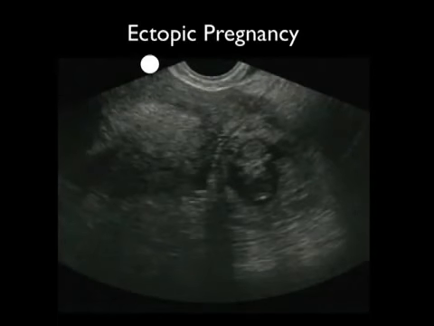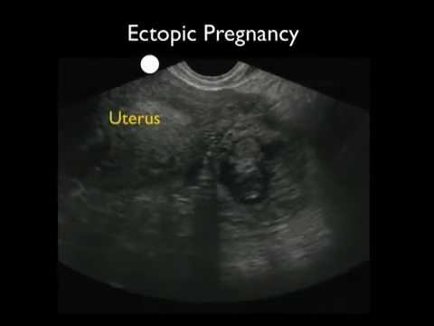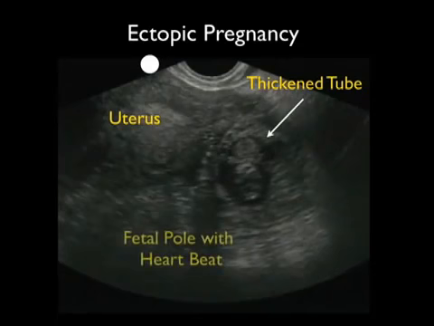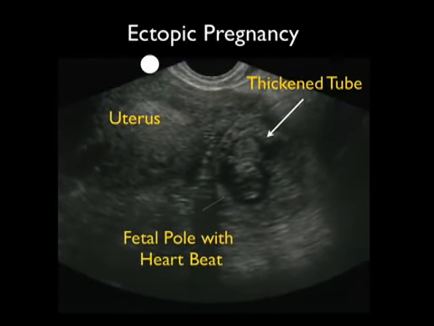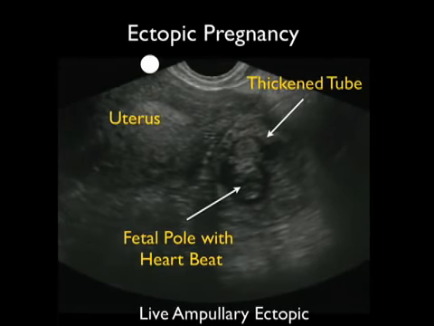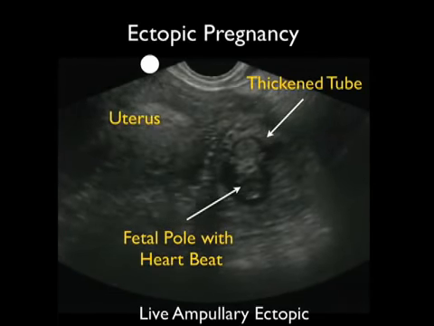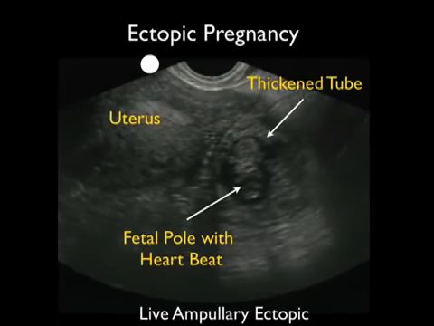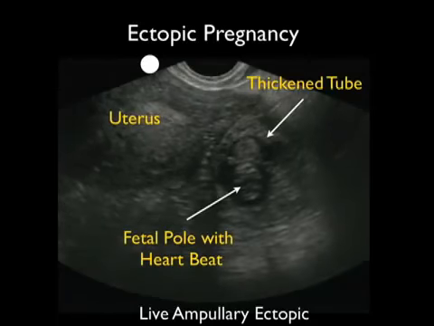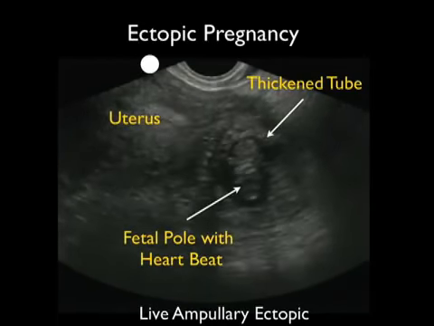Here's another presentation of an ectopic pregnancy. Again, we're scanning in a short axis plane, and we see here the uterus to the left, and outside the uterus, a separate structure. We note here the presence of a thickened fallopian tube, and inside the thickened fallopian tube, we see here a fetal pole with a heartbeat, consistent with a live ampullary ectopic pregnancy. Unfortunately, in this case, the presence of a fetal pole with a heartbeat is a contraindication to methotrexate therapy, and this patient will need to undergo surgery.